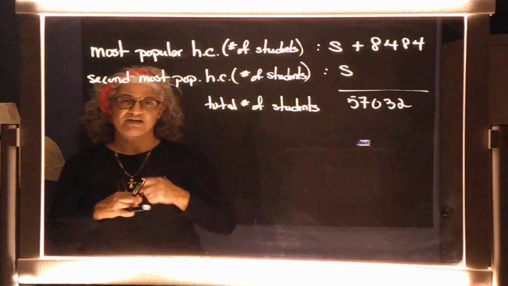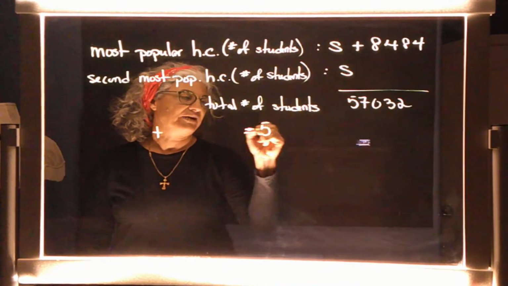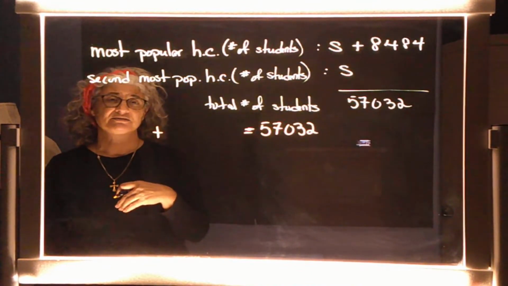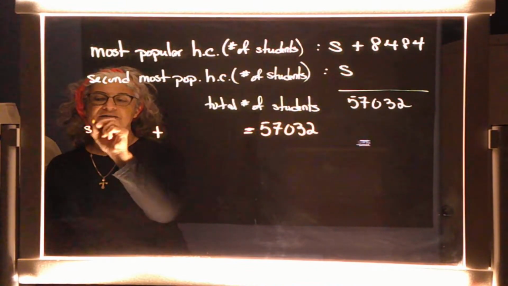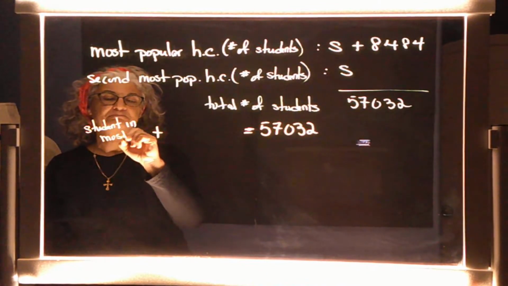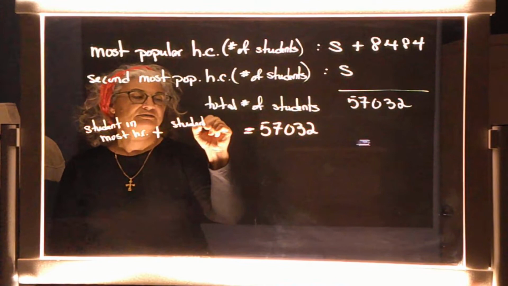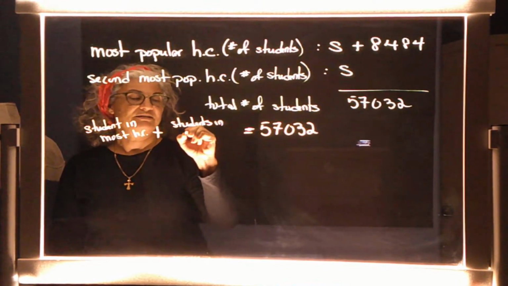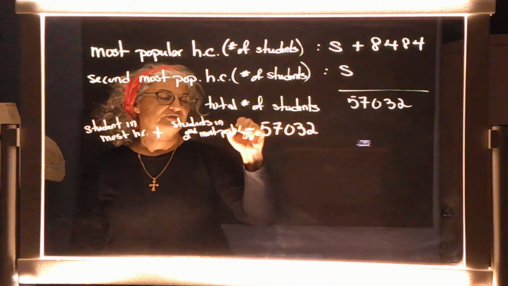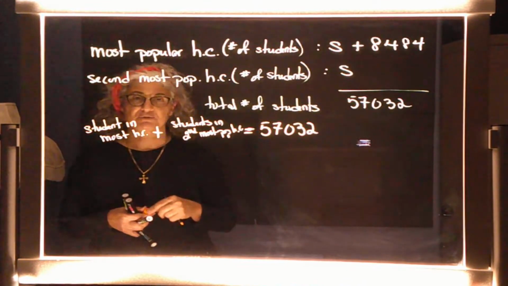So let's talk about that. You're going to add, and it's going to equal 57,032. So the question is, what are you adding? So you're adding the students in the most popular host country, and you're adding to it the students in the second most popular host country, aren't you? Well, how many students are studying in the most popular host country?